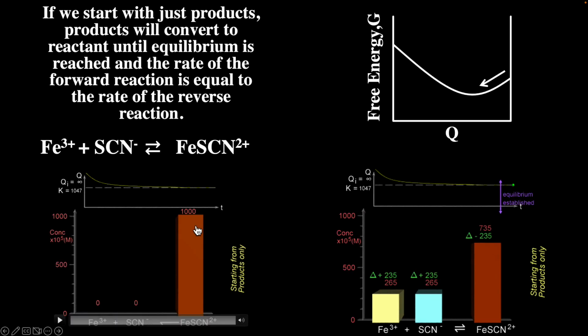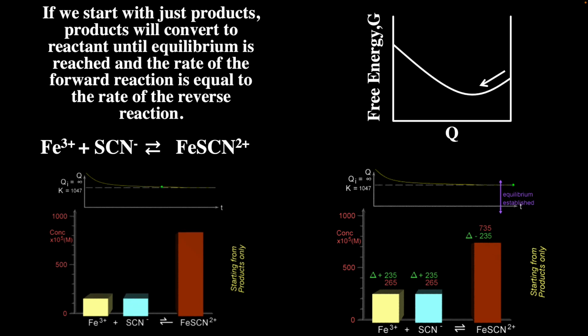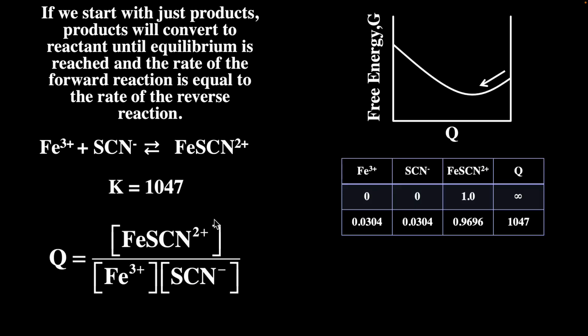If we start with just products, initially, the dissociation rate is faster than its formation. As the reactant concentrations increase, the rate of formation increases until finally both rates are the same. And so again, no matter where you start on this line, you always end up at the most stable configuration.